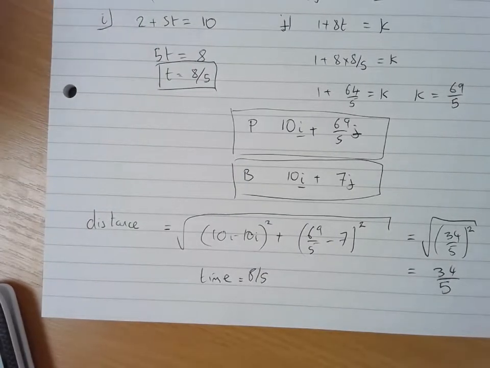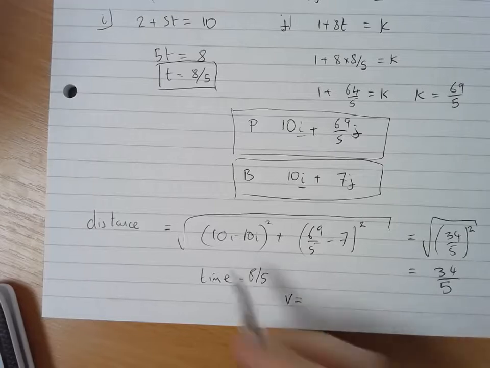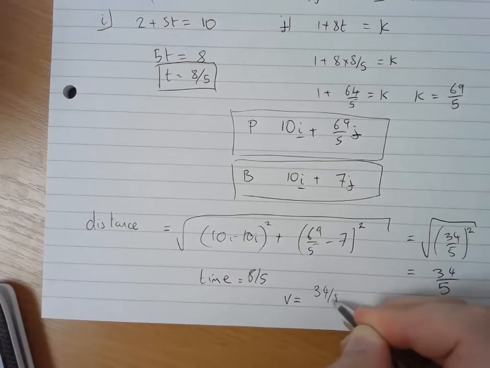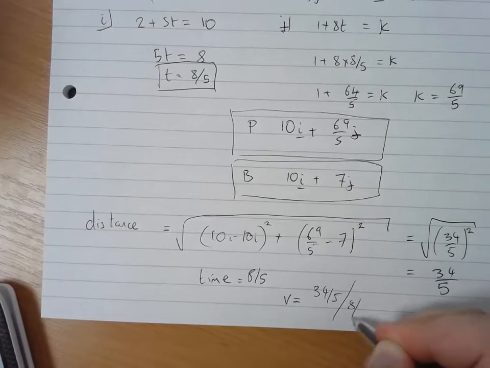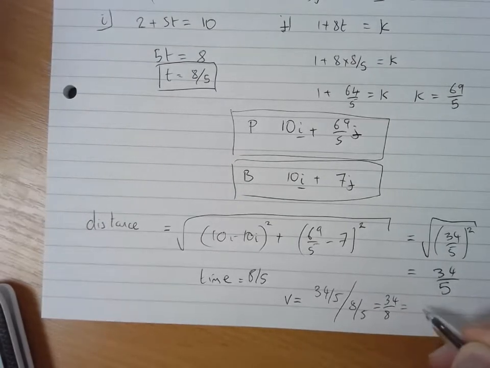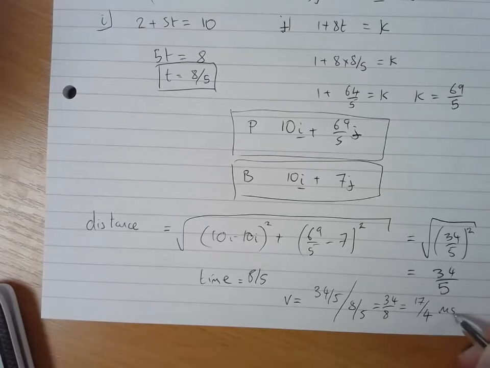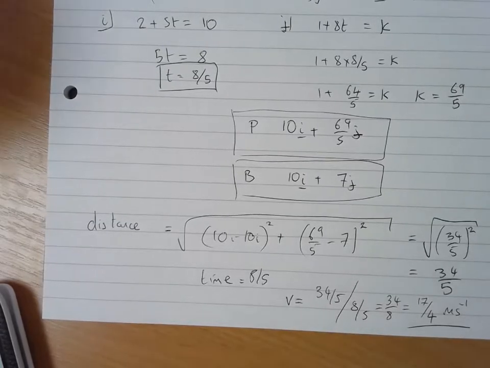So all we're asked to find is the velocity or speed. So v equals, we've got a distance, we've got a time, so it's 34/5 divided by 8/5, which is 34/8, which is 17/4 meters per second, ms to the minus 1, because it's speed. So that is the end of this question.